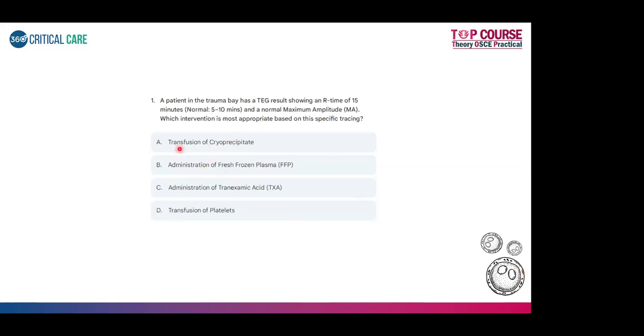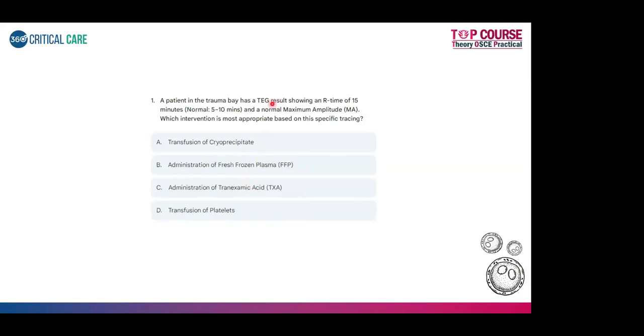Why don't you want any cryo? Why don't you want Tranexa? Why don't you want platelets here? Because most of the clotting factors are present in FFP, sir. Really? Okay. That cannot be the only answer.